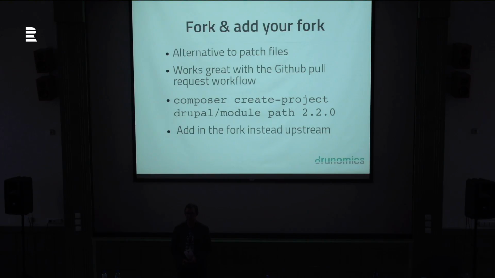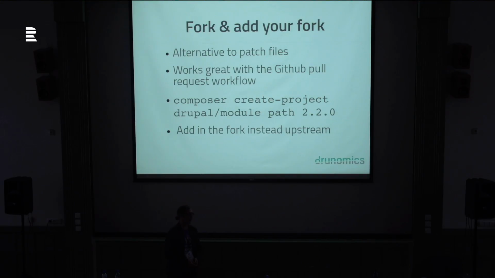And the advantage of that is if the module is developed on GitHub, it also works very nicely with the pull request workflow. Because you just do your change, you have the change in your repository, you create the pull request, and at the same time you have the repository created because you forked it, and you can just use that.